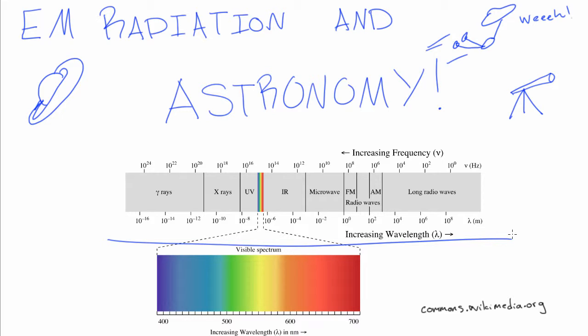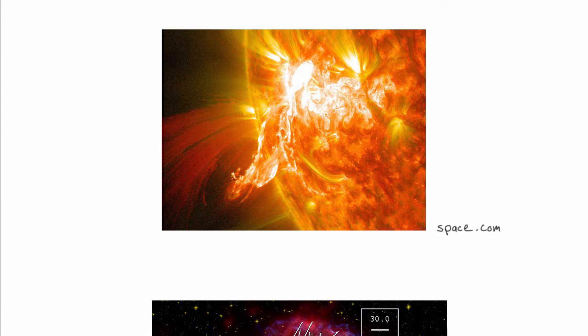Now, polarization can help us to predict solar flares. So we do this by studying the magnetic fields on the sun and gain an idea as to what is happening on the surface. So this image here is showing a solar flare that happened on the 30th of January last year, captured by NASA's Solar Dynamics Observatory.